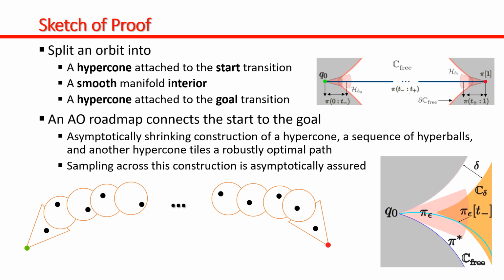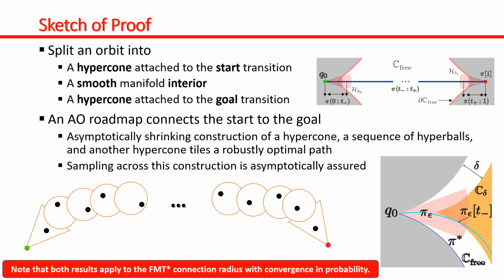And it turns out that this is readily handled by the standard radial bounds for asymptotic optimality, and sampling across such constructions is assured, which means that using the connection radius of something like PRM* is still going to work. And it should also be noted that we can also use other asymptotically optimal roadmaps like FMT*, which uses a slightly smaller connection radius but gives a slightly different kind of asymptotic convergence.